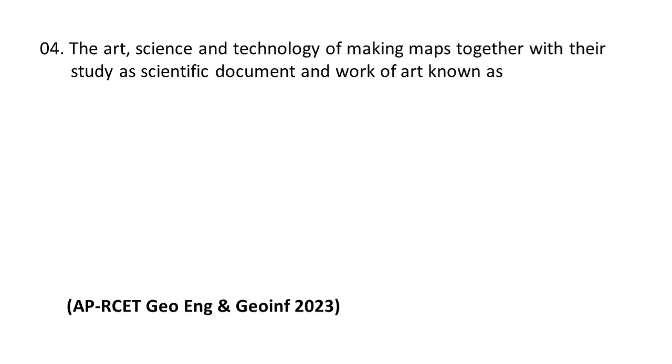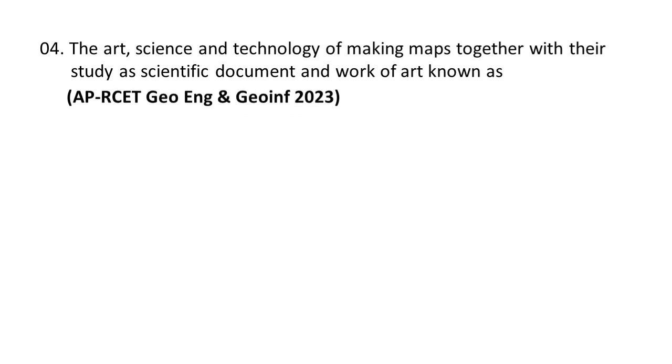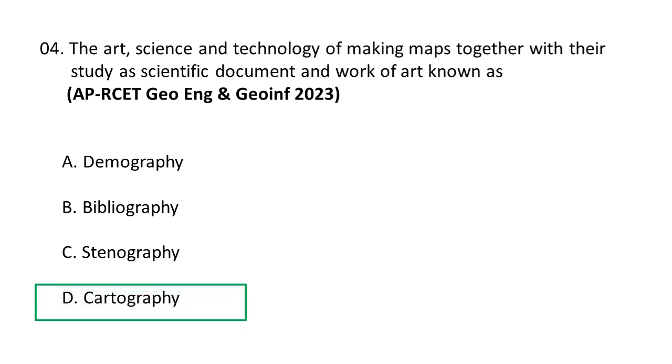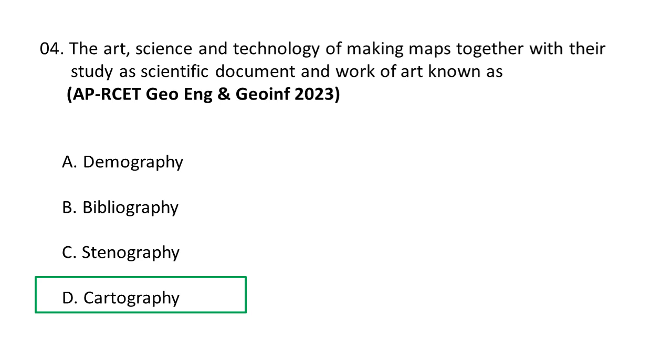Next question. The art, science and technology of making maps together with their study as scientific document and work of art is known as A. Demography, B. Bibliography, C. Stenography, D. Cartography. So the correct option is D. Cartography. Cartography is the art and science of graphically representing a geographical area, usually on a flat surface such as a map or a chart.